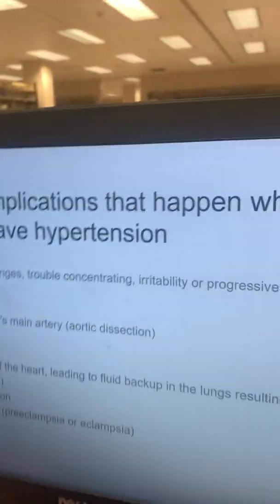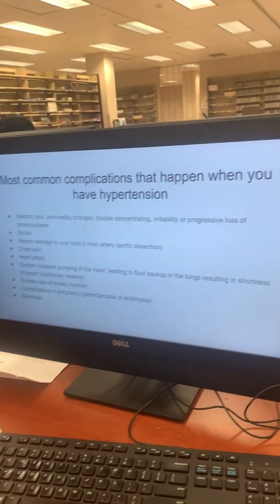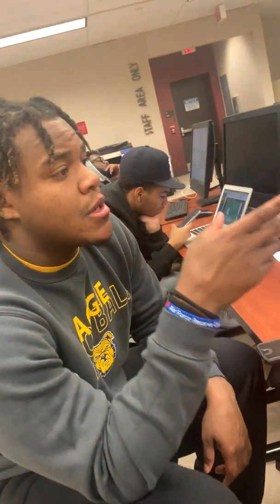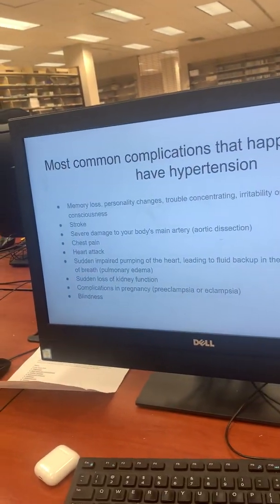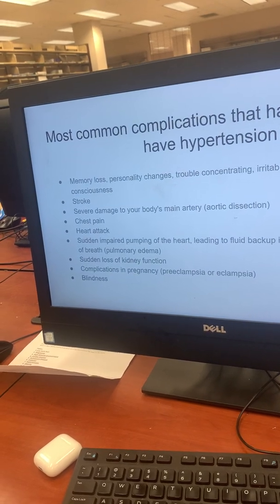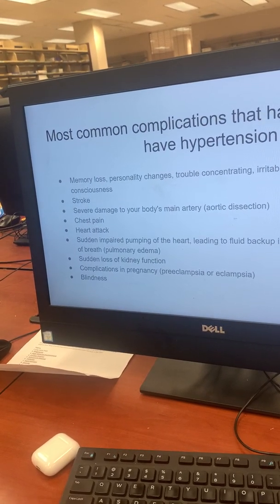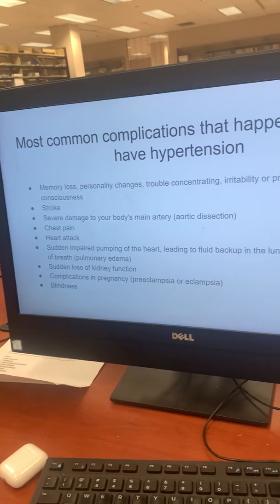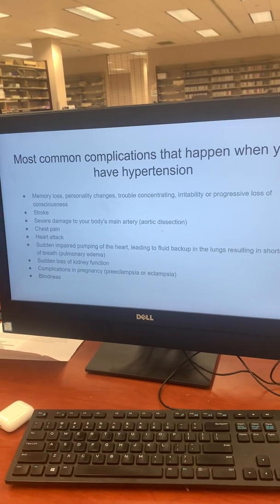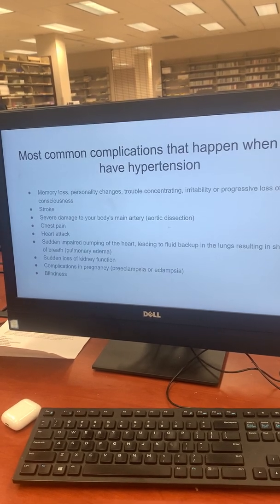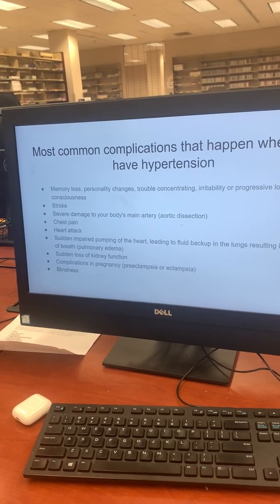Most common complications that happen when you have hypertension: memory loss, personality changes, trouble concentrating, irritability, and progressive loss of consciousness. Stroke, severe damage to your body's main artery, chest pain, heart attack, sudden impaired pumping of the heart leading to fluid backup in the lungs resulting in shortness of breath, sudden loss of kidney function, complications in pregnancy, and blindness.